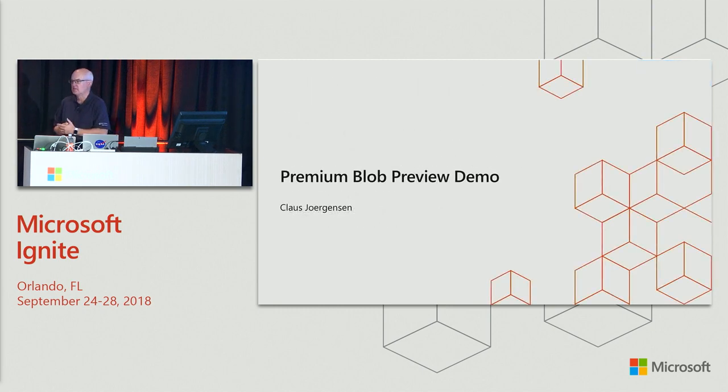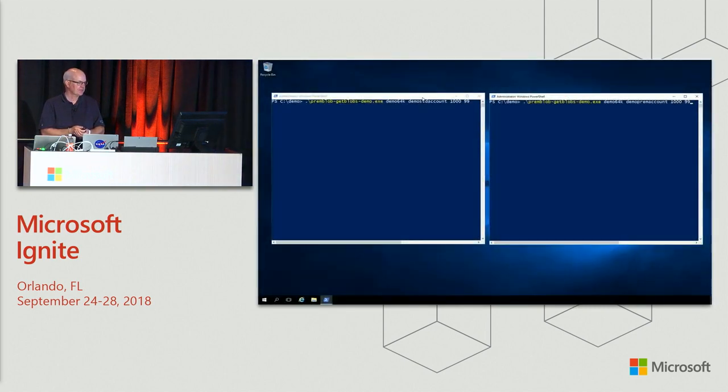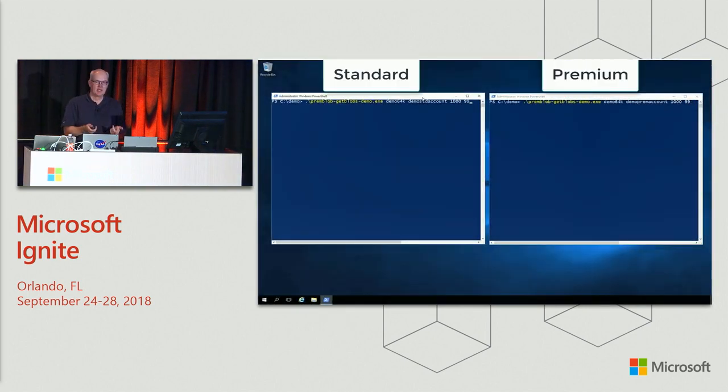I want to show you something else. This is a preview of blob storage, premium blobs. So what you're looking at here is two windows. It's on the same VM in Azure. The one on the left is an application running against our standard object storage that has been around for a long time. And the one on the right is running against the storage account in our new premium blob storage that we just got to limited public preview today. Actually, the blog post just went out at 4 p.m.